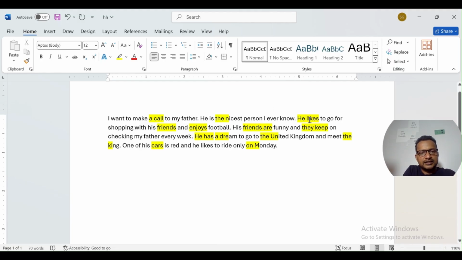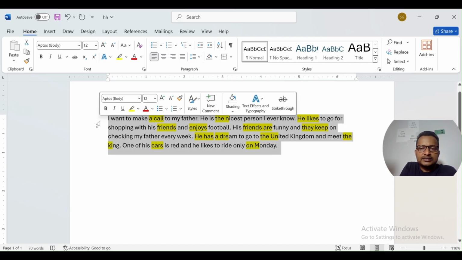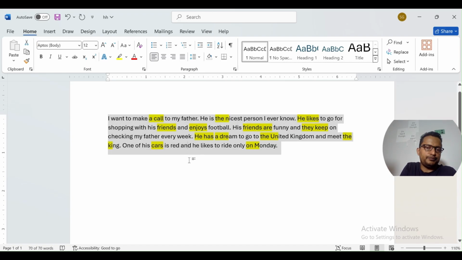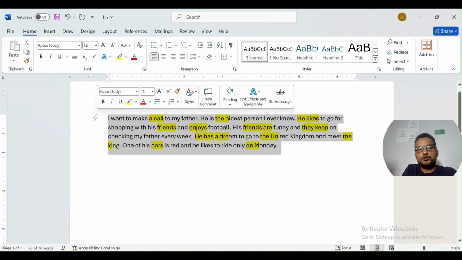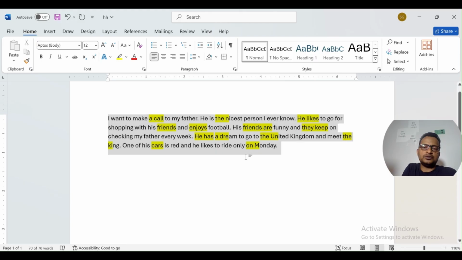Count. How many mistakes are there? 1, 2, 3, 4, 5, 6, 7, 8, 9, 10, 11, 12, 13. Around 12 mistakes in just this 70-word paragraph. So if you are making 10 or 12 mistakes when writing these 70 words, then imagine the level of mistakes you are going to make if you have to write 230 words, 240 words.